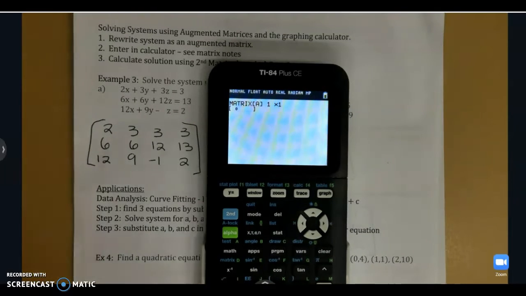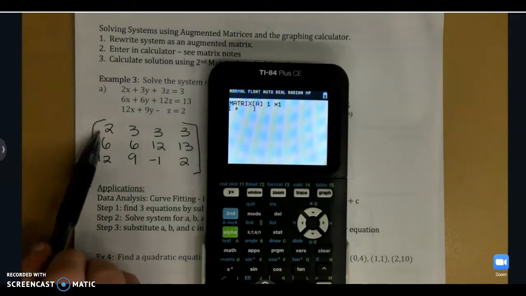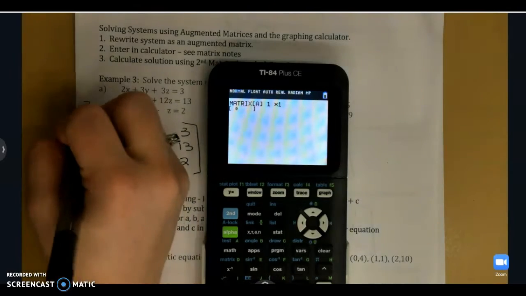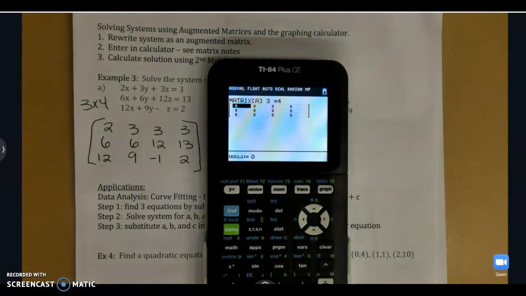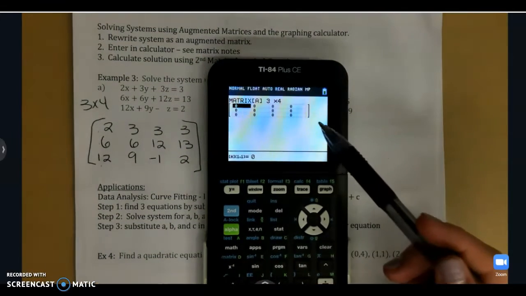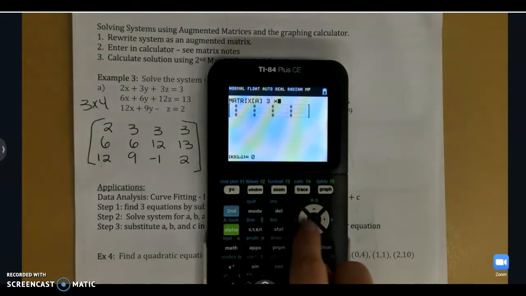So we need to type in the order of our matrix. Now remember, this is rows by columns. So this matrix here had 3 rows and 4 columns. So this is going to be a 3 by 4 matrix, and it populates for you. So if you accidentally typed in the numbers wrong, you could just go back up and correct that.